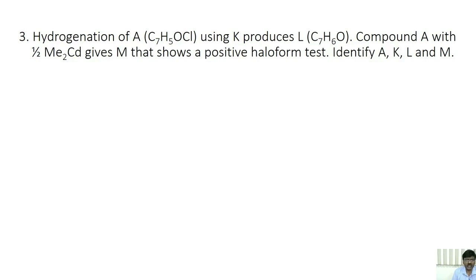If you look at compound A with dimethyl cadmium gives M that shows a positive haloform test, that means it has a methyl group. That methyl group is bonded with a carbonyl group. From that easily you can find out the structure of compound A as benzoyl chloride.